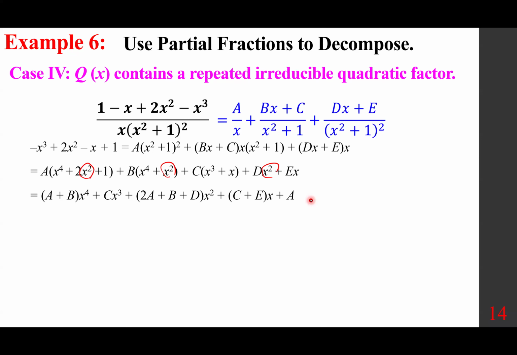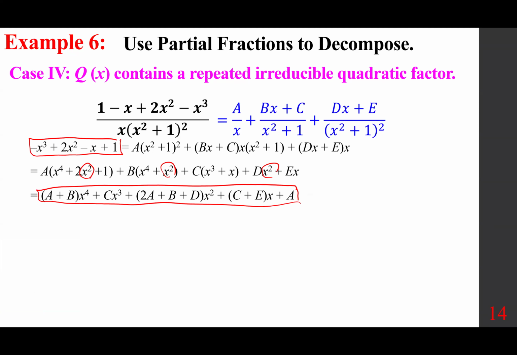So what do we do? We are going to look at this one. I want you to look at this one, everybody, and look at this one. We're going to concentrate on x to the power of 4. What happens to x to the power of 4? This guy doesn't have x to the power of 4. So what does it have? It has 0 x to the power of 4. So that means a plus b, let me just write that, a plus b must be what? 0. That's the meaning of it.